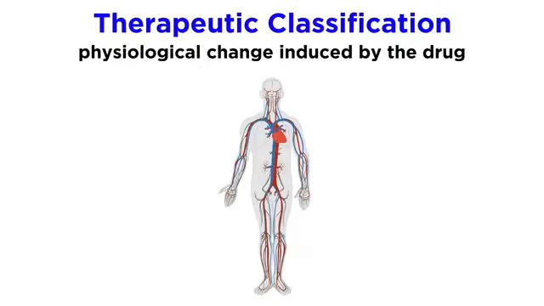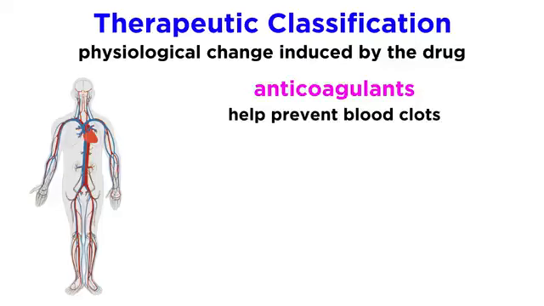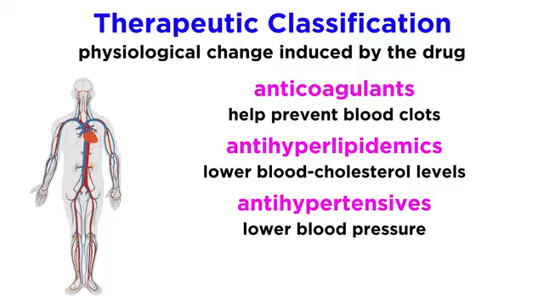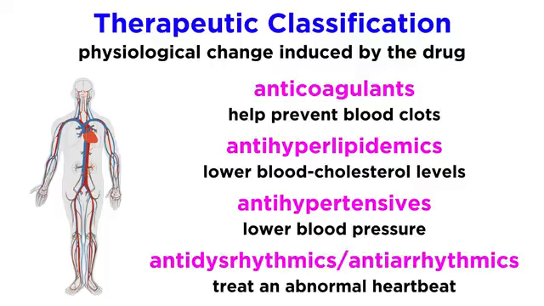First, looking at therapeutic classification, let's mention some classes of drugs that deal with the heart and blood vessels. Anticoagulants are drugs that help prevent blood clots. Antihyperlipidemics lower blood cholesterol. Antihypertensives lower blood pressure. Antidysrhythmics or antiarrhythmics treat an abnormal heartbeat. So as you can see, this type of classification describes the clinical purpose or the physiological change induced by the drug and does not describe anything about the way the drug achieves this change.